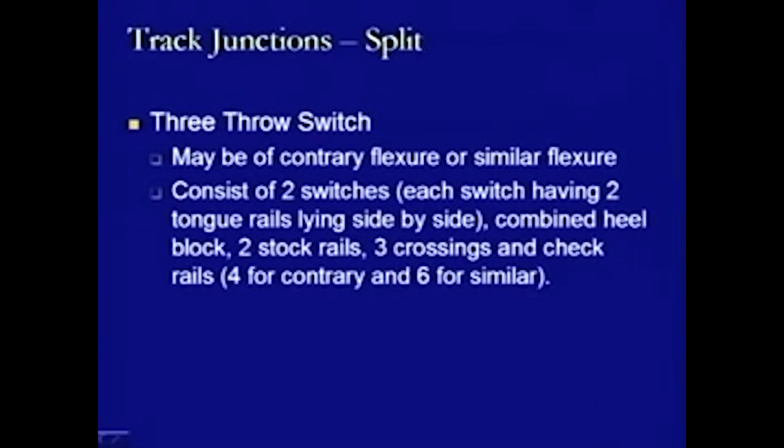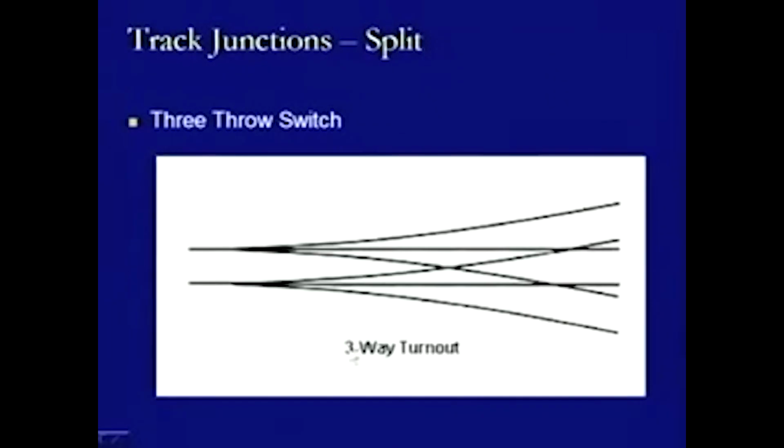And in that sense, it will consist of 2 switches, each switch having 2 tongue rails lying side by side, a combined heel block, 2 stock rails, 3 crossings and check rails, 4 for contrary and 6 for similar fracture condition. So, these are the things that need to be provided if we are having a 3 throw switch. This is the diagram of a 3 throw switch.